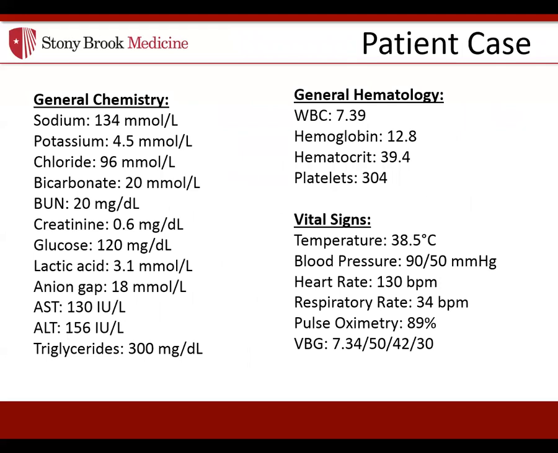And here are her lab values. We see that she has a little bit of an anion gap metabolic acidosis, some transaminitis, and high triglycerides. Her hematology is normal, and in her vital signs, we see that she has a fever, low blood pressure, and a high heart rate. High respiratory rate, she's not oxygenating well, and then her venous blood gas shows us that she is hypercapnic and is low on oxygenation.